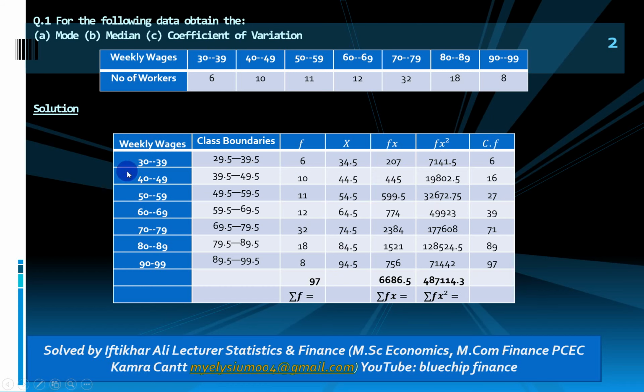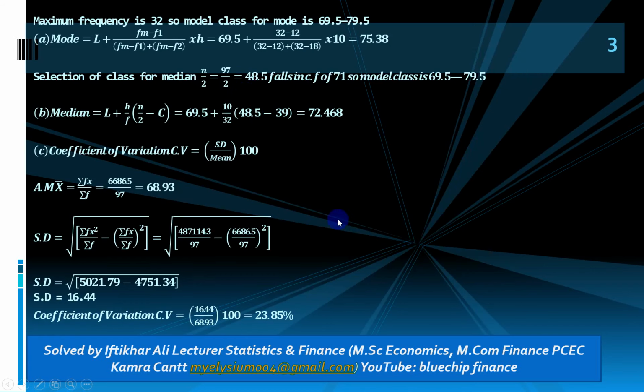Mode. First, selection of the modal class for the mode. The class which has the maximum frequency will be the modal class. So fm is 32, f1 is 12, f2 is 18, L is 69.5 and h is 10. h is the difference of x values or height of the class. So after putting the values into this formula, mode will be 75.38.